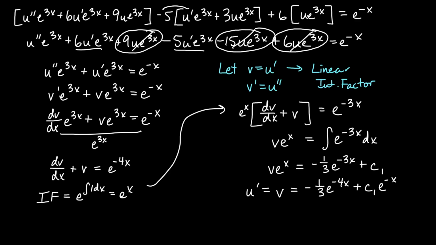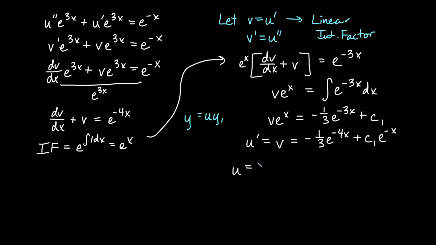But now what we actually want, remember our solution is going to be y equals u times y1, so we need to take the antiderivative of this. So u is going to equal the antiderivative of this negative 1/3 e to the negative 4x plus c1 e to the negative x. So if we take the antiderivative, then u is going to equal, we'll have a negative 1/4 coming out front. We already have a negative 1/3, so that'll be 1/12 e to the negative 4x.